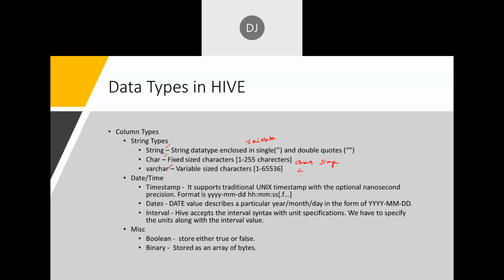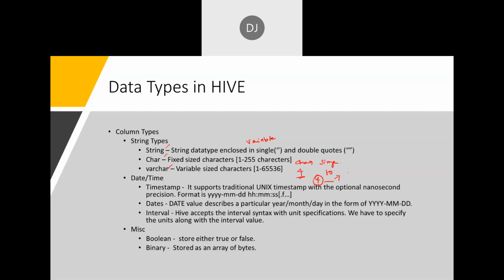Say if my character is 4 bytes, then 4 characters, and you are allocating for 10 characters, 4 characters only will be taking the space, remaining 6 characters can be used for other storage. That is the difference between varchar and char.